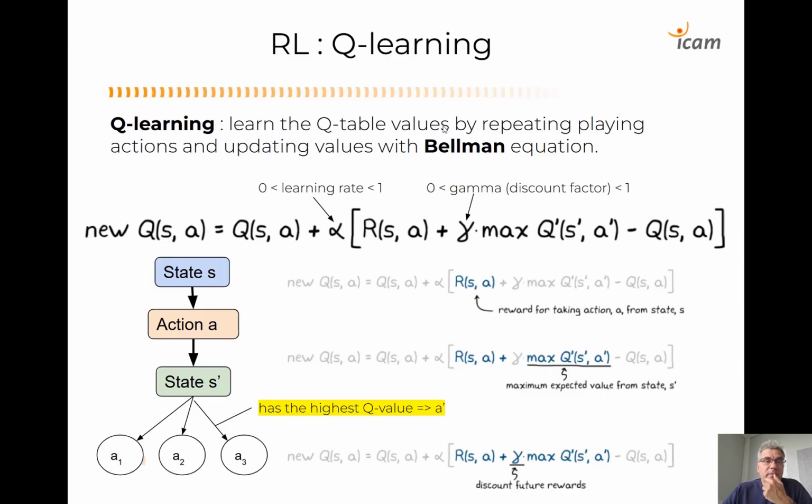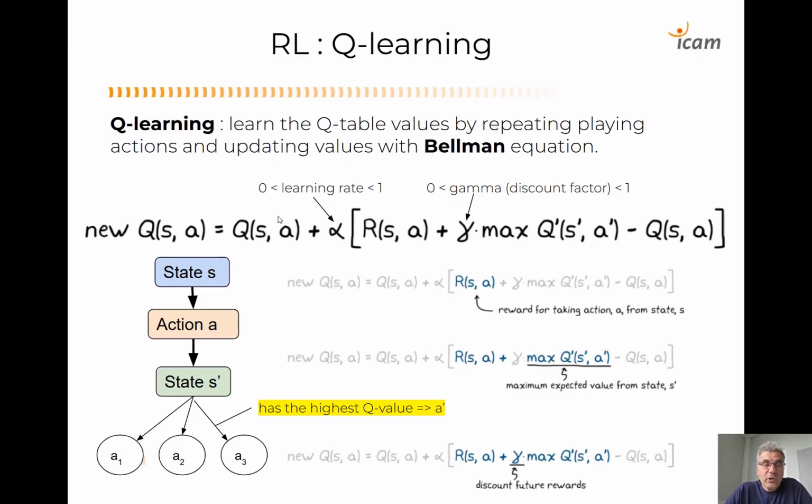Okay, so now we will do Q learning. Q learning consists in learning the Q table, the values of the Q table, by repeatedly playing actions. We play actions on the environment, and each action allows you to update the value with the Bellman equation. This is what we have here. This is the general update equation using the Bellman equation.